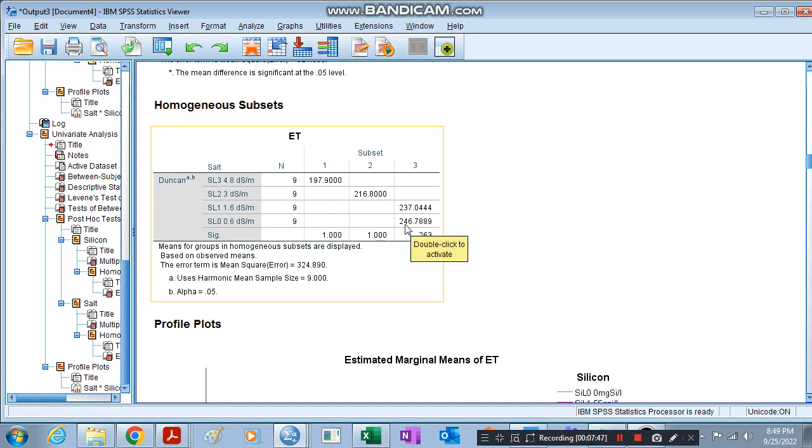You can assign this A, this one also A, and the other two B and C, and then you can interpret it in a way that the first and second salt levels have significantly higher values than the rest of the salt levels when it comes to evapotranspiration of the crop. We can interpret it like this.